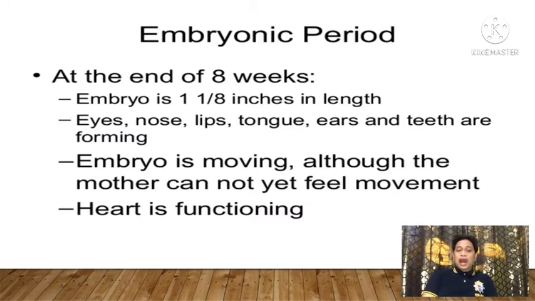So at the end of the 8 weeks, we are now able to see that the embryo is now 1 1/8 inches in length. And some body parts like eyes, nose, lips, tongue, ears, and teeth start to form. And also the embryo is now moving, although the mother cannot yet feel that it moves. And here, the heart starts to function. So here in these 8 weeks of development, some of the body parts are now forming and functioning. And the embryo is now moving, although the mother cannot feel it yet.